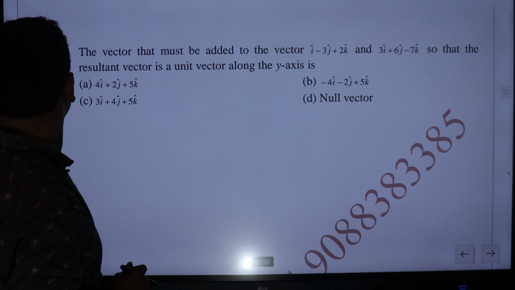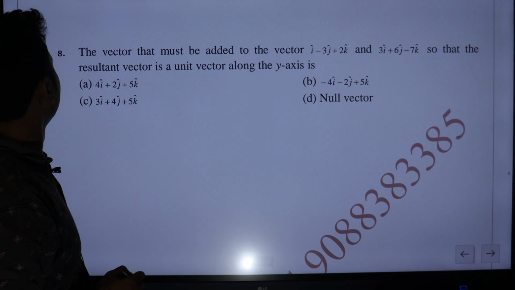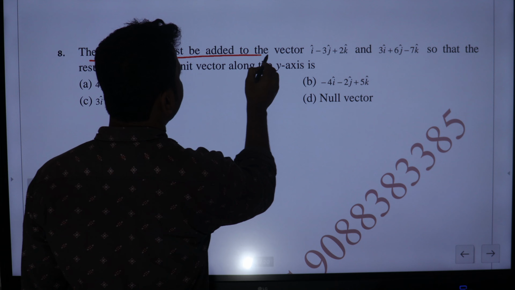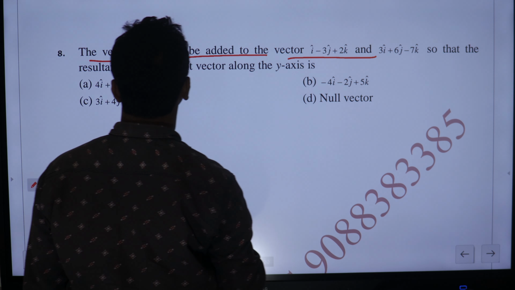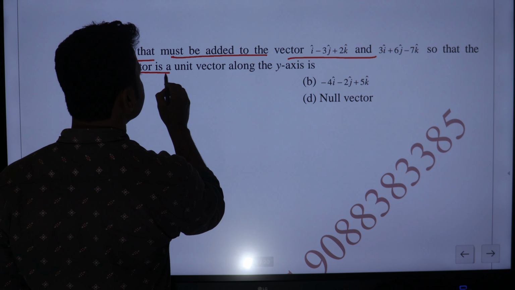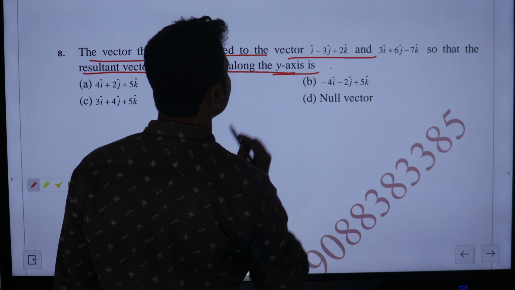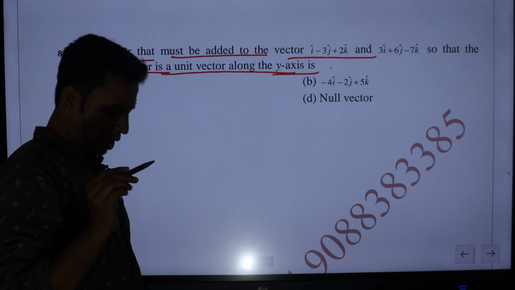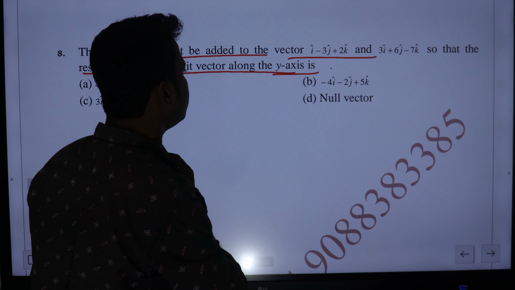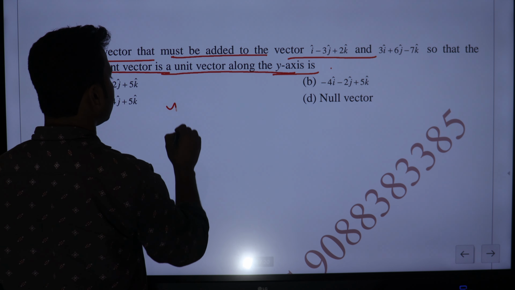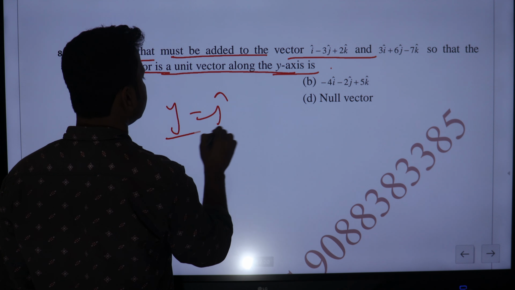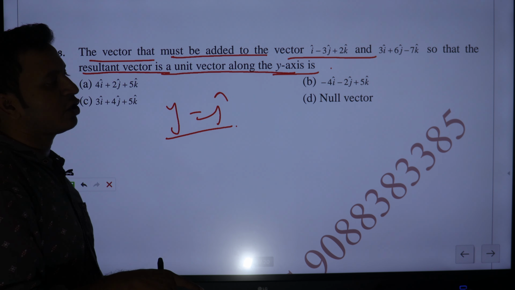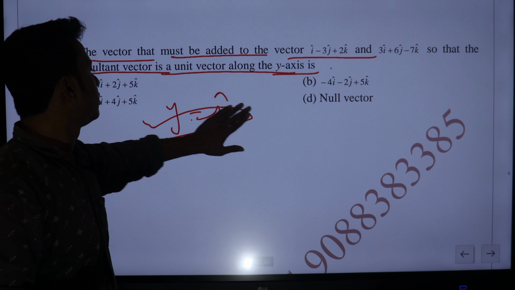Question number 8. The vector that must be added to this so that the resultant vector is the unit vector along the y-axis. What is the unit vector along the y-axis? Unit vector along the y-axis is j cap. So which vector do you have to add? The resultant vector is along the y-axis.